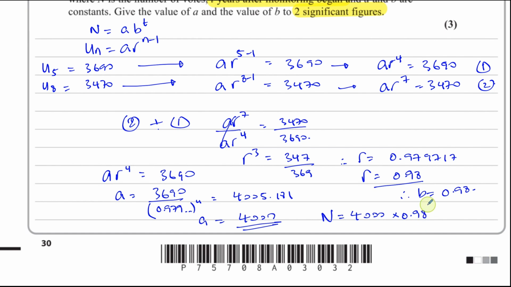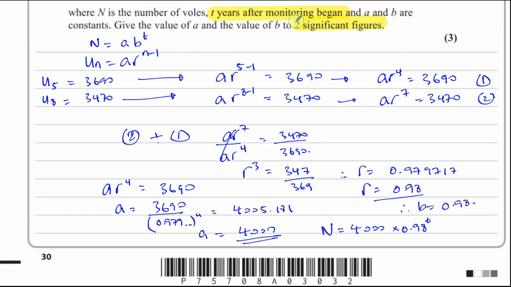It's going to be T here. So in this case, the T stands for the number of years. T is the number of years after the monitoring began. So in this case, T is equal to N minus 1. T is the number of years. T is not the term. Here, this N is the term. And T is basically the number of years. All right, so you have to be careful.